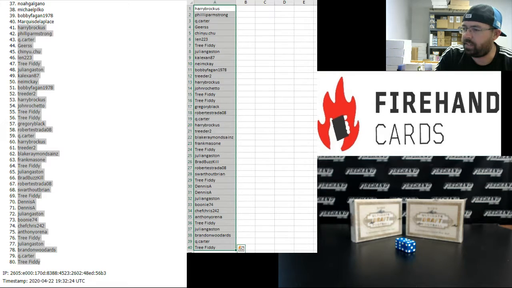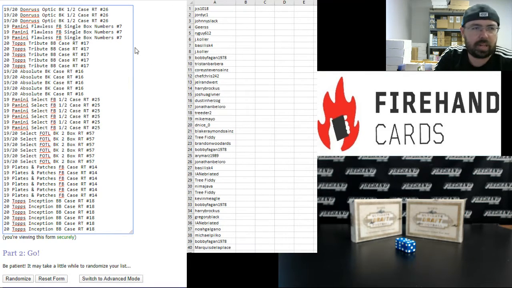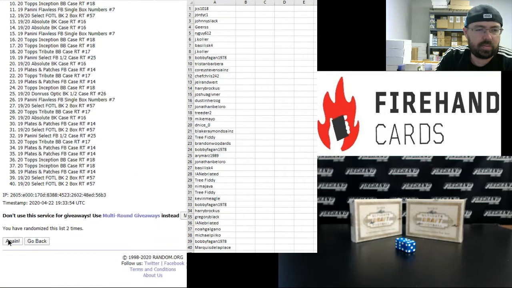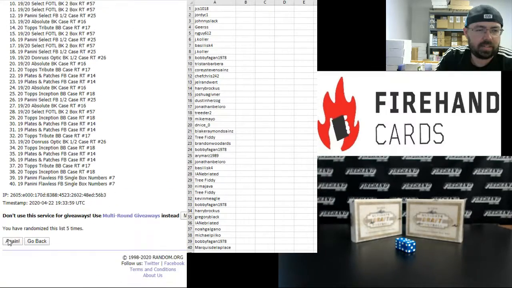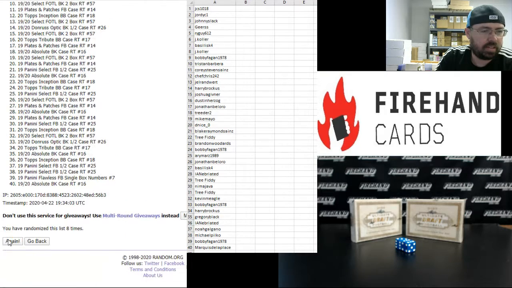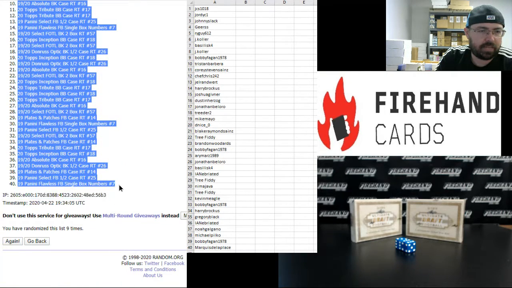All right, for those of you guys that finished in the top half, going from JCS to Marquise, here are your break spots. Donruss Optic Basketball up top, Inception Baseball at the bottom. Here we go. One, two, three, four, five, six, seven, eight, nine. All right, Plates and Patches Football up top. Flawless Football Single Box Random number seven at the bottom.